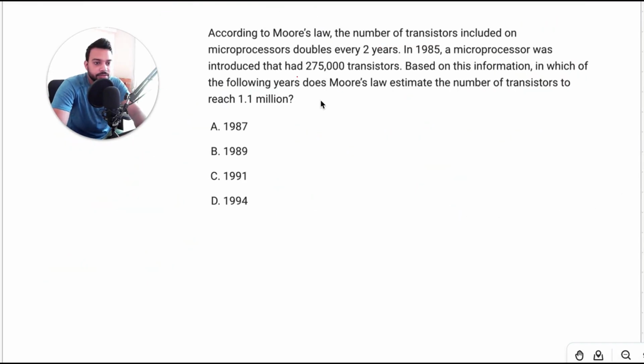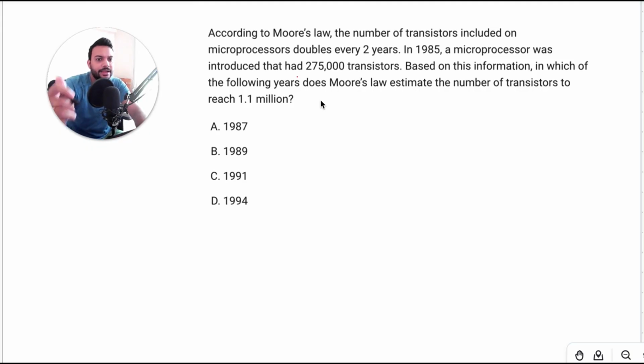Okay, here's a question. According to Moore's law, the number of transistors included on microprocessors doubles every 2 years. In 1985, a microprocessor was introduced that had 275,000 transistors. Based on this information, in which of the following years does Moore's law estimate the number of transistors to reach 1.1 million?